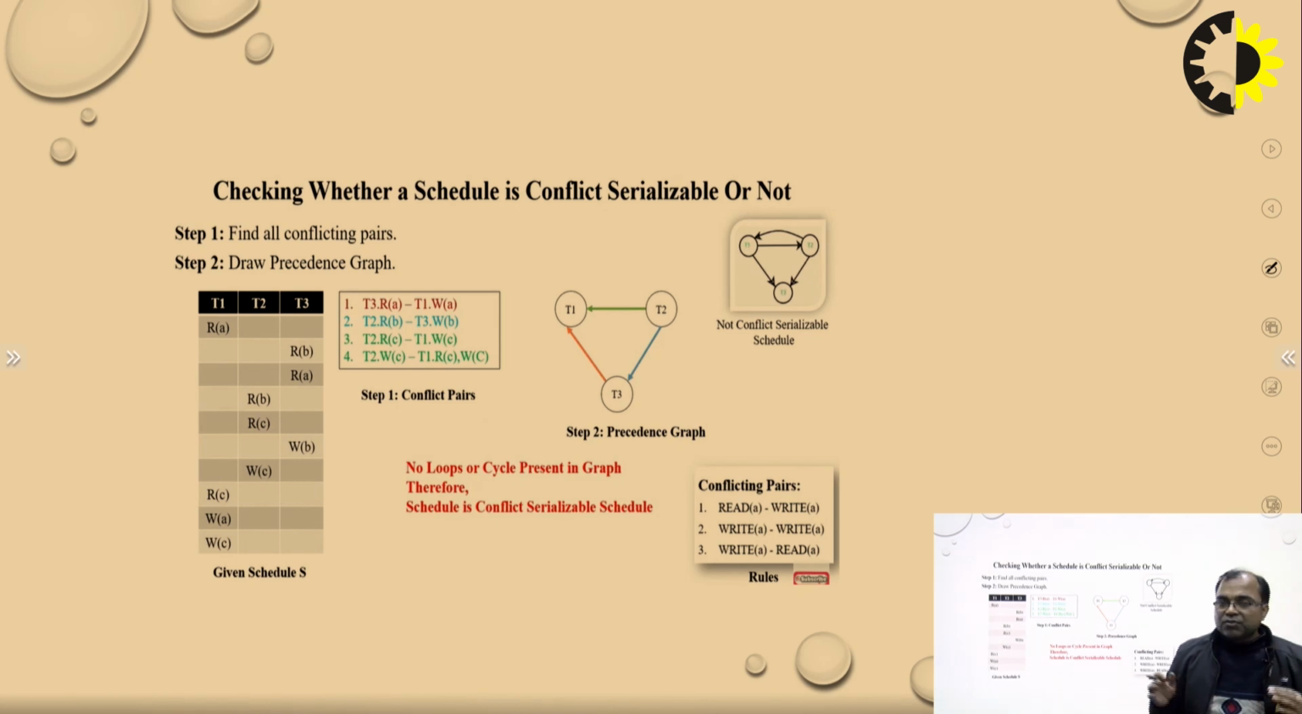To find whether any given schedule is conflict serializable, we first have to find the conflicting pairs between the transactions in the schedule. Once we find the conflicting pairs, we draw the precedence graph with the help of these pairs, and then we can find whether the schedule is conflict serializable. We have to remember the steps: find all conflicting pairs, and draw the precedence graph. Clear?